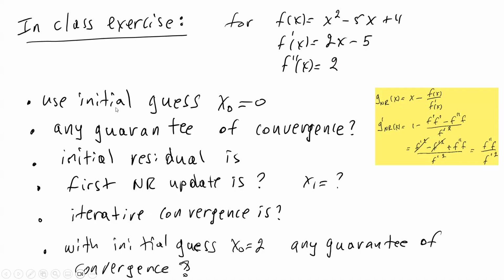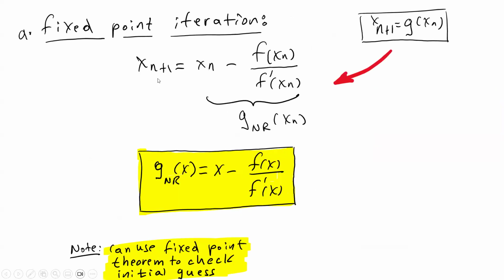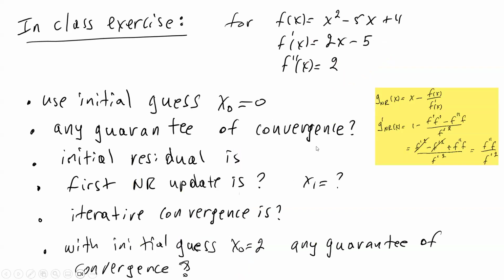Okay, how do we answer whether there is any guarantee of convergence? In the previous slide we learned that the Newton-Raphson method is a fixed point method, because we can write the equation as x sub n plus 1 equals g of x sub n. Now we can apply the fixed point theorem to check, for a given initial guess, whether there is any guarantee the solution converges or not. Let's look at the solution of this example.